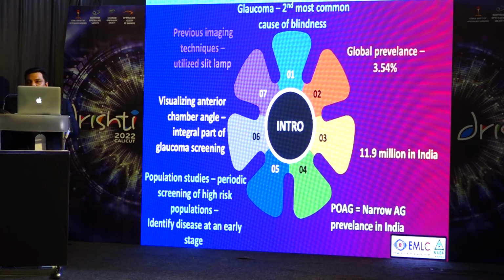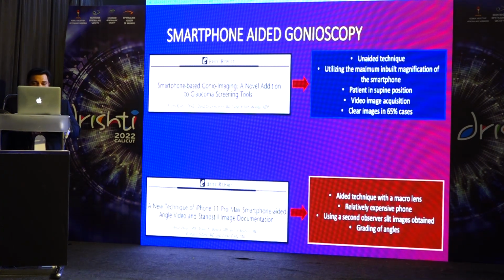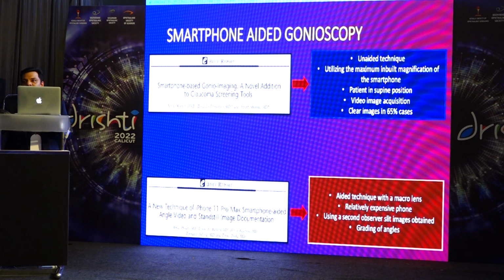We know glaucoma is the second most common cause of blindness, with a large population in India affected by it. We have open angle glaucoma, as well as narrow angle disease, which is equally prevalent in India. When you make a diagnosis of open angle glaucoma, you need to do a gonioscopy to see that the angles are open, following which you can make the diagnosis. So visualizing the anterior chamber angle is very integral for screening. The previous imaging techniques have utilized the slit lamp. Smartphone has also been described for gonio imaging.